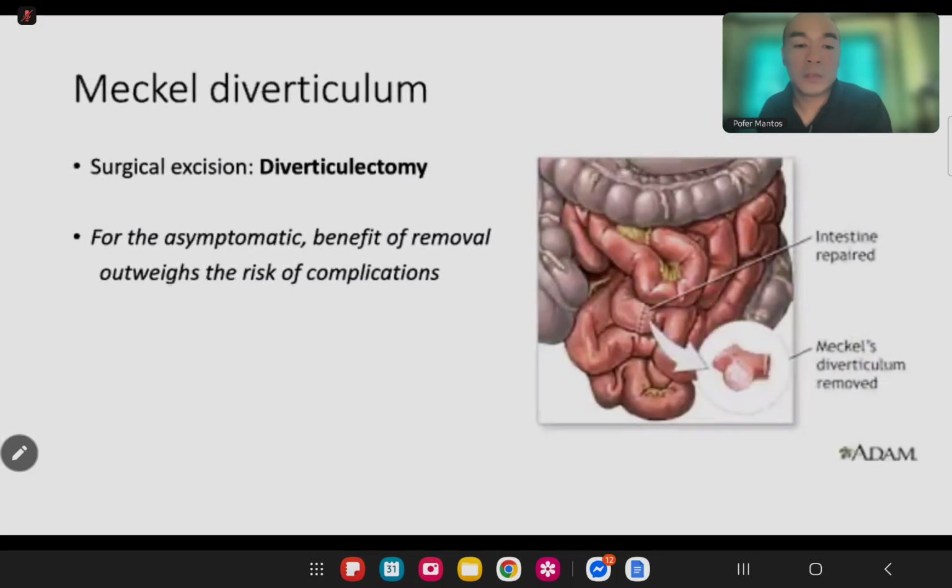So once confirmed, diverticulectomy is done. For those who are asymptomatic, the benefit of removal outweighs the risk of complication. So even if it is just an incidental finding, you still have to remove it.